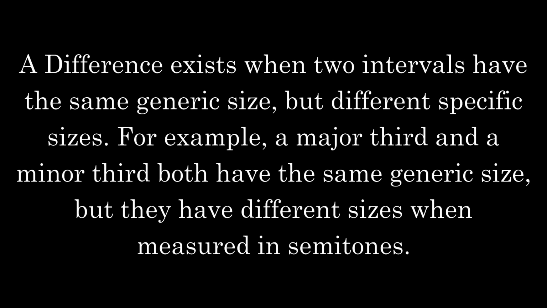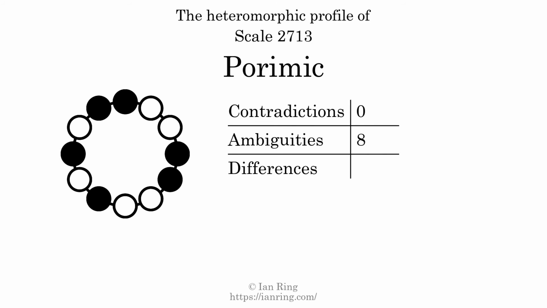A difference exists when 2 intervals have the same generic size, but different specific sizes. For example, a major third and a minor third both have the same generic size, but they have different sizes when measured in semitones. The number of differences in this scale is 54.